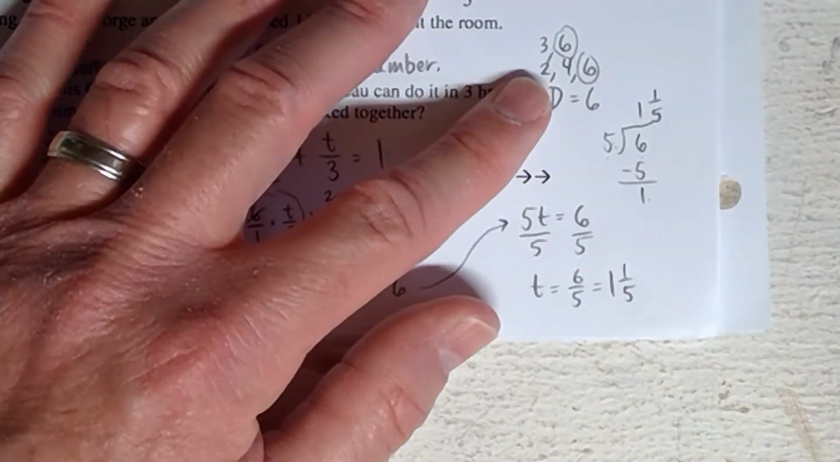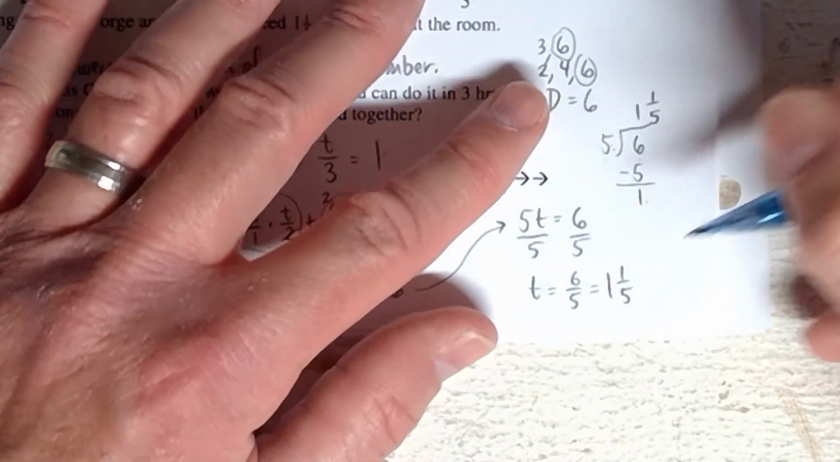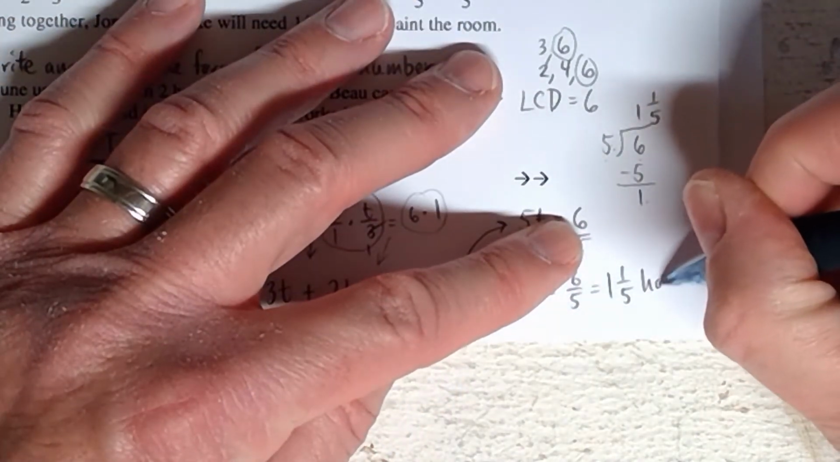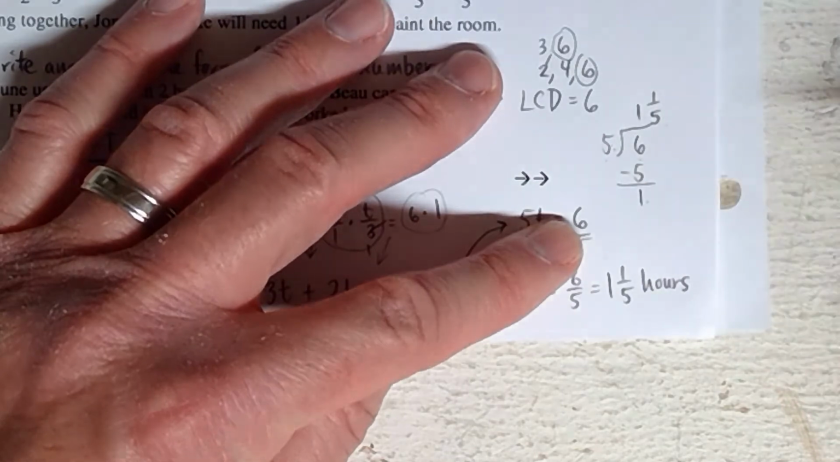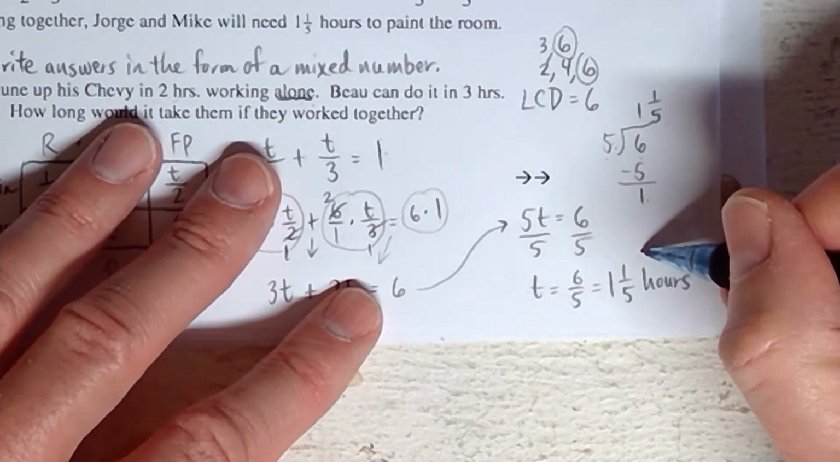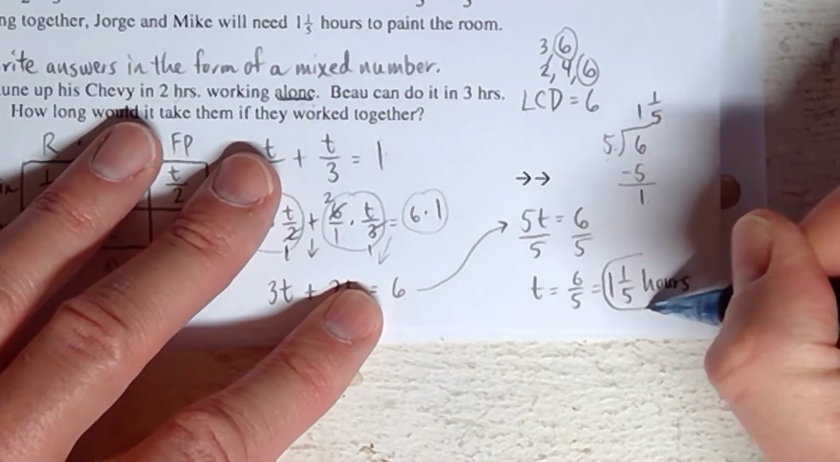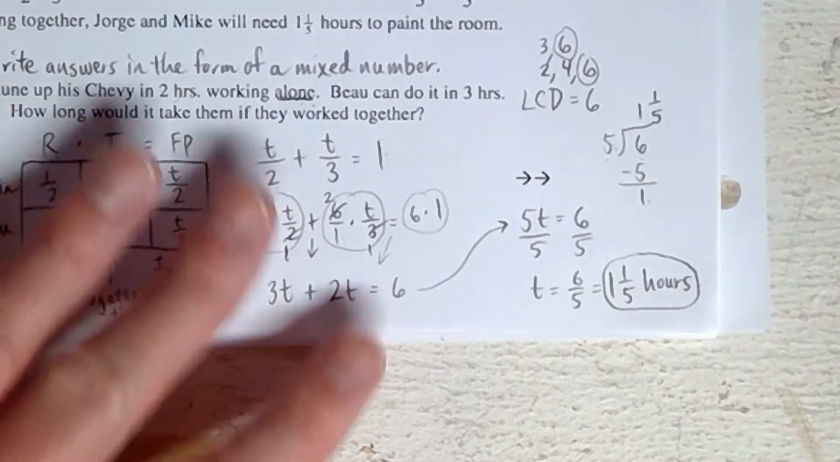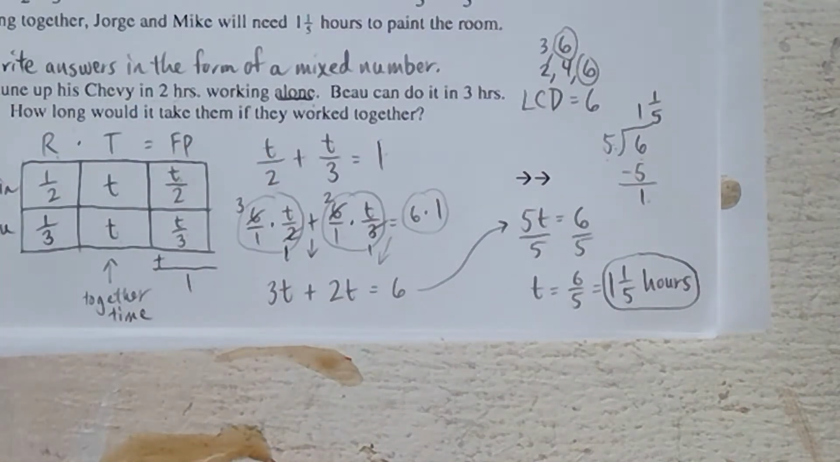Again, 1 and 1/5 what? Since it's time that we were trying to find, time worked together, and since the time is measured in hours in this problem, then that means it's 1 and 1/5 hours. And there you go. So that's how we do one of these work problems.